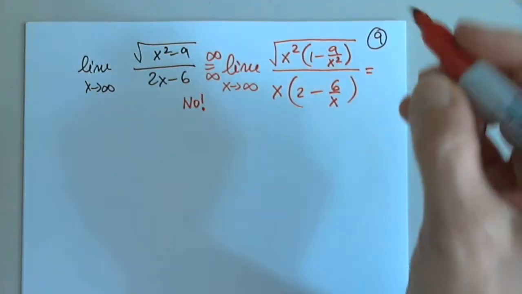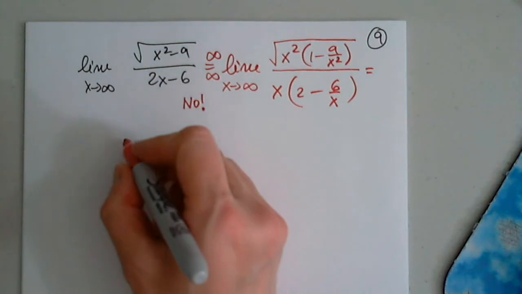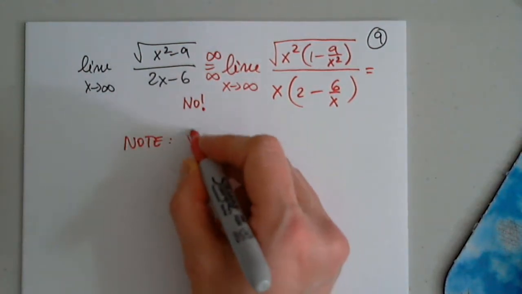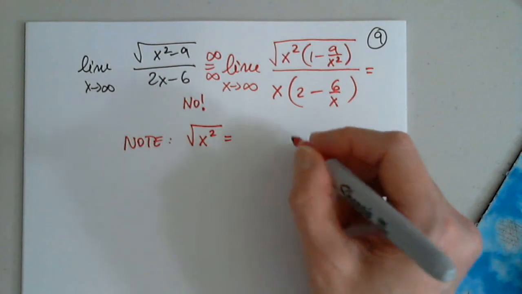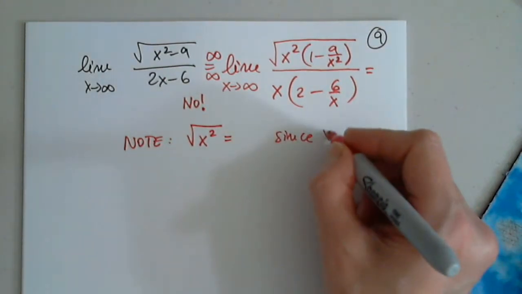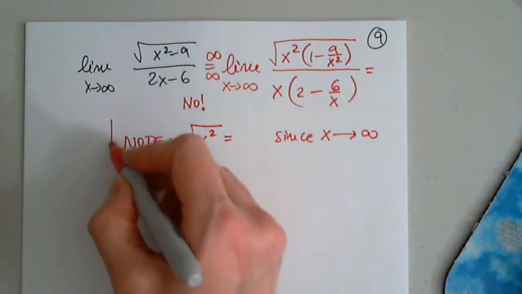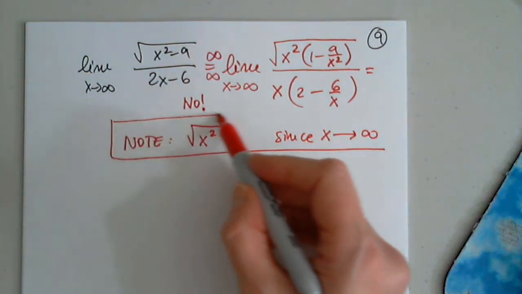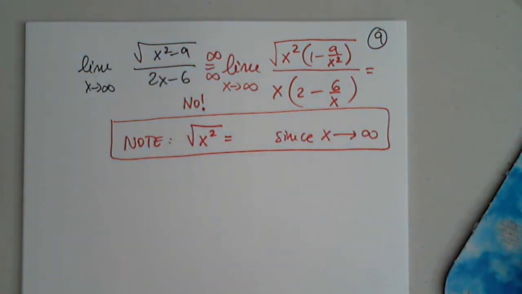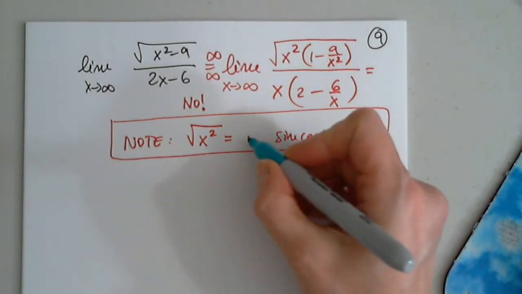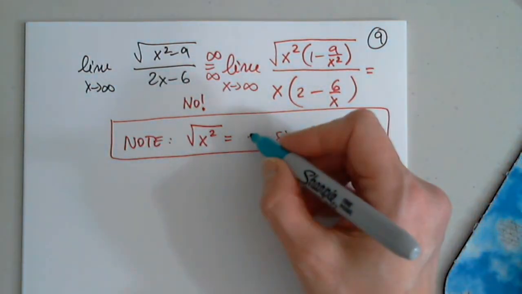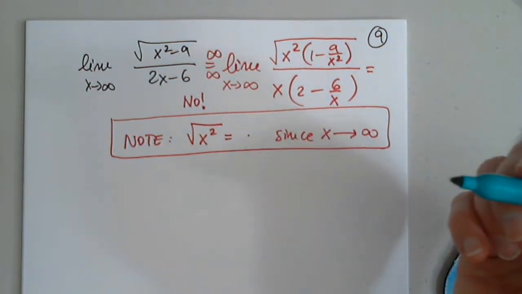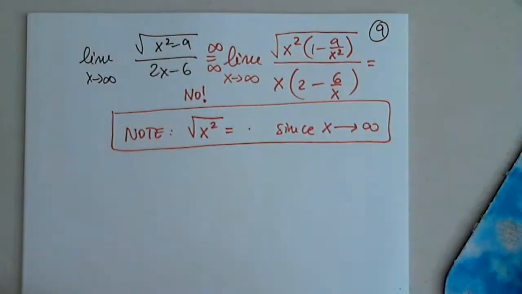Perfect so far. Now I have to analyze this and I have to write a note. The square root of x squared equals, since x approaches infinity. And without this note, I cannot give full credit. So what do I write here? Or negative x. That's how my markers are getting dry. They dry out because I'm waiting for my students to say something.